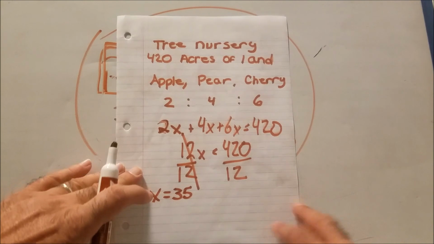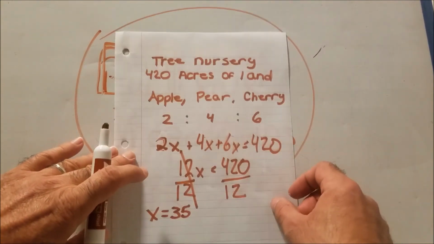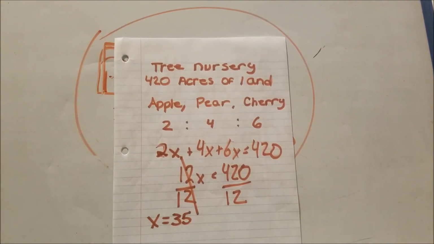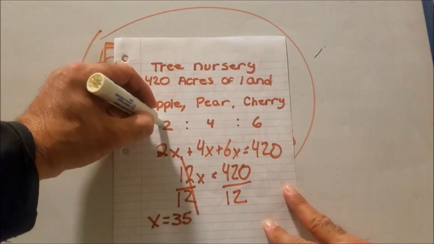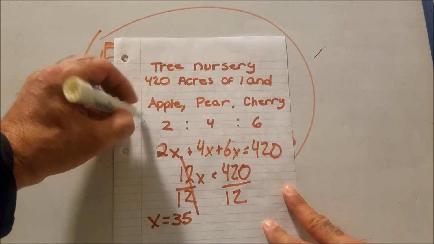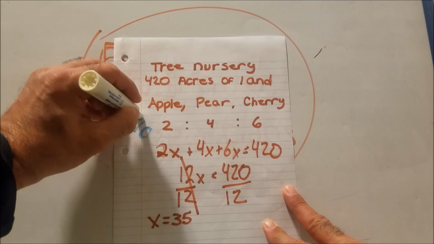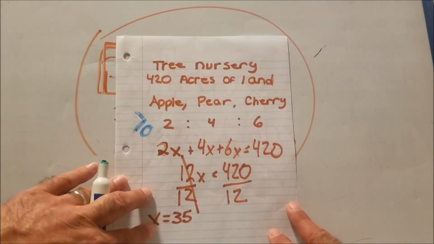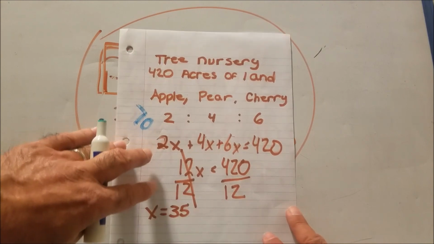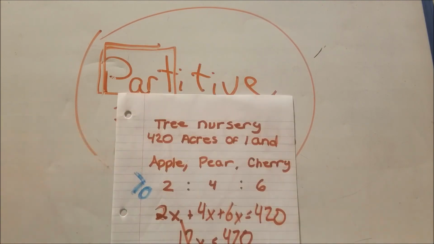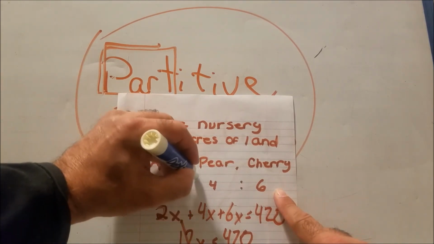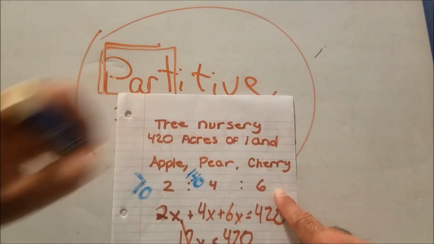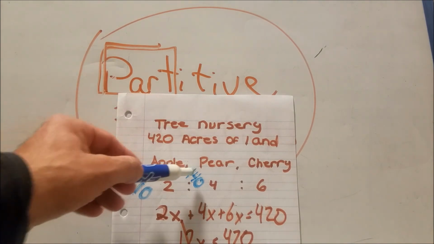All right, so we'll look this up. Let's use a different color. There's 2 parts of the apples. So that's going to be 70, because 35 times 2 is 70. And you just multiply each part for the rest. So what would the pears be? The pears would be 140. So we have 70, 140.